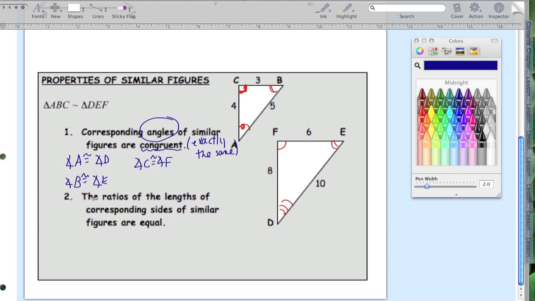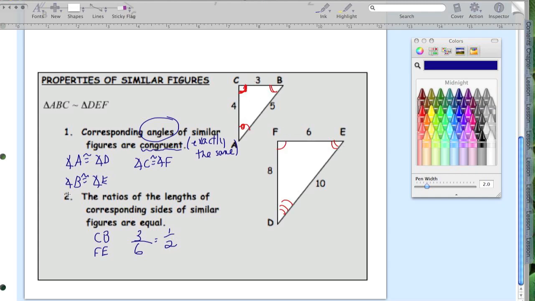Now if we look at part 2, the ratios of the lengths of corresponding sides of similar figures are equal. So now we're talking about the outsides. Let's take two sides, for example. How about CB? CB is 3, and they don't give us units, so 3 whatever. The corresponding part to CB is FE, and FE is 6. So our ratio here is 3 to 6, or 1/2. The ratio between this triangle and this triangle is 1 to 2.